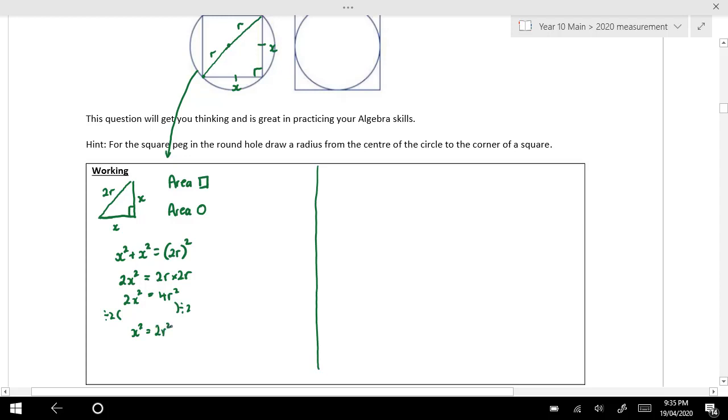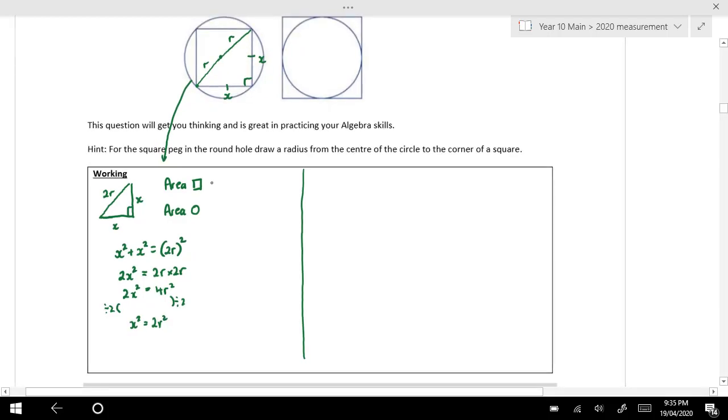All right, now if I want to find the area of the square, then that's length times width. But the length and the width are x. So that's x times x, which is x squared. And as you can see here, I've already found what x squared is. That's 2r squared.